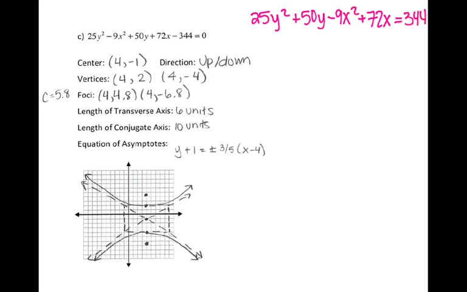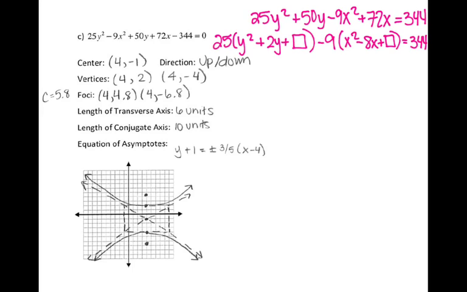Now for my y's, I'm going to factor out a 25, so that gives me 25 times y squared plus 2y plus a box. For my x's, I'm going to factor out a -9. And that leaves me with x squared minus 8x plus a box equals 344. And since I'm adding boxes on the left, I also need to add boxes on the right. So this is going to be plus 25 times my first box minus 9 times my second box. And to figure out what goes in the box, you're going to complete the square. So I'm taking half of 2 and squaring it, which is 1.